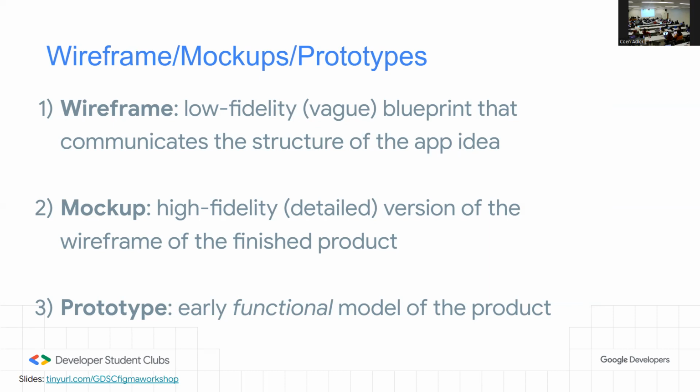And then the mockup is a more detailed version of the wireframe. You can think of the wireframe as your very first draft, and the mockup is a more detailed version, like your second or third draft. This would include more accurate images of your desired app and the accurate text. And then the prototype is the actual functional model of the product. In Figma, prototyping is a feature that you can use to represent the app flow, which I will teach you later in the demo as well.